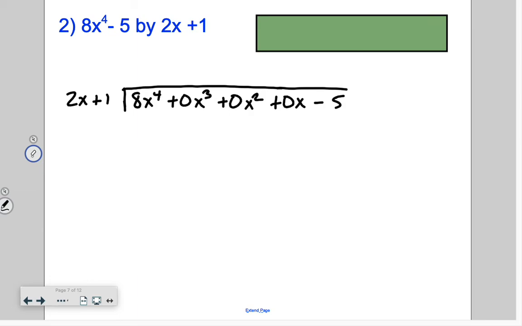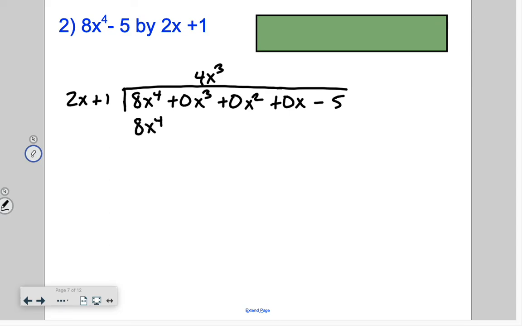Okay, here we go. Let's work our way through the process. 2x times what gives me 8x to the 4th? 4x to the 3rd. Okay. Come on, focus. Unless you're working on the problem, focus. Okay? 4x cubed times 2x gives me 8x to the 4th.